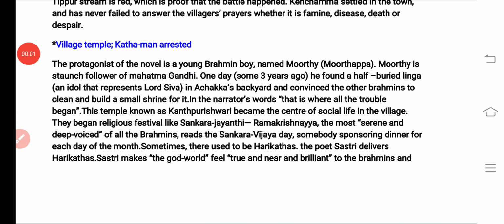Hello students, this is the second part of the novel Kanthapura, where we are discussing the summary of the book. In the first part, we learnt that an old woman named Achakka is telling the story of the village in South India and its name was Kanthapura.